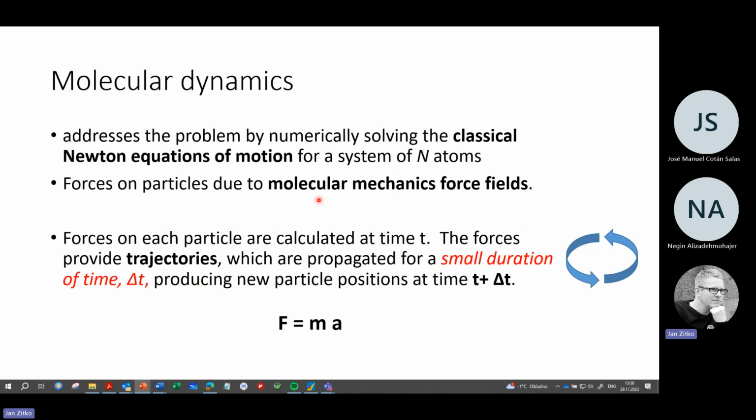So it's based on molecular mechanics. Yeah, and molecular dynamics is not anything else, just numerically solving the Newton equations of motion for a system of n atoms. Yeah, so you have the n atoms.